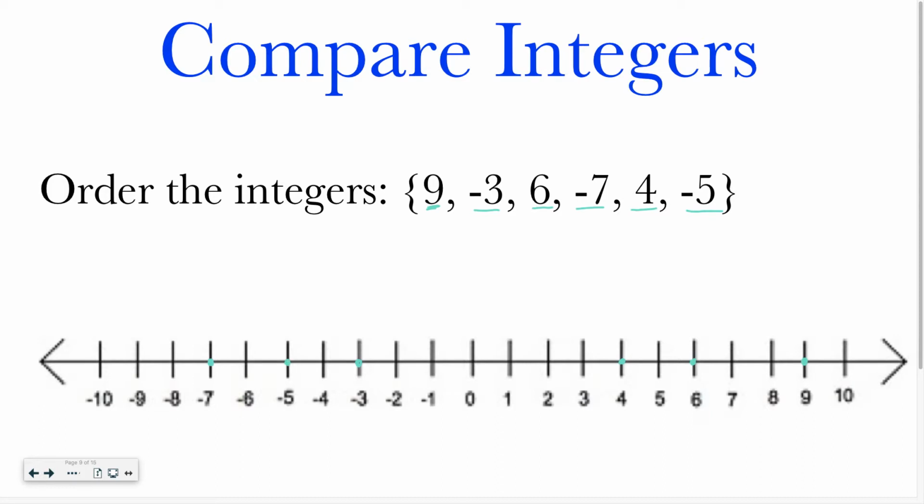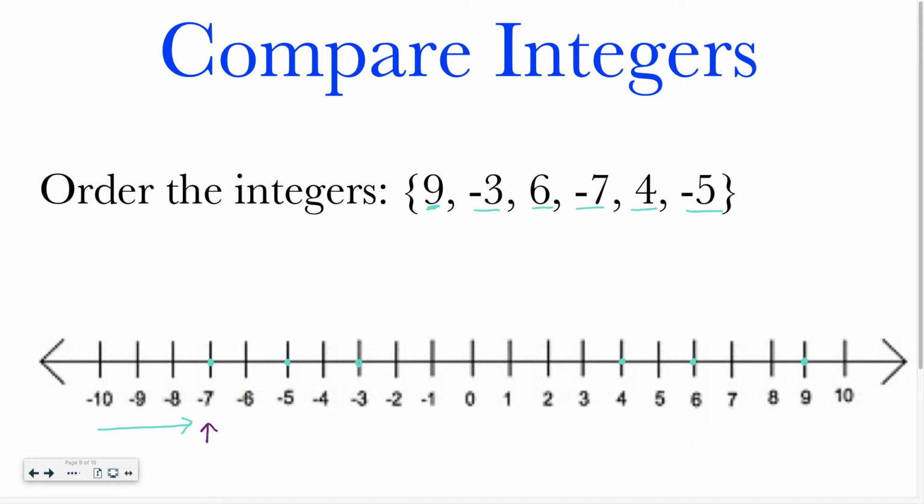So these are all points on the number line. I probably should have been saying points instead of dot. These are all points on the number line. If I were to order them from least to greatest, now that they're on a number line, it's really easy because I just start from the left and move my way right.